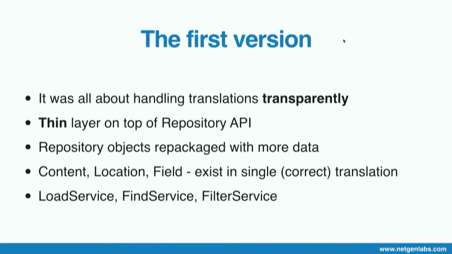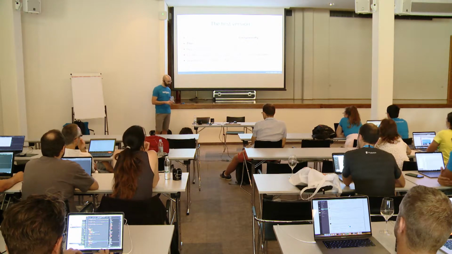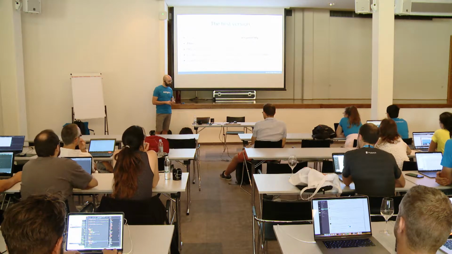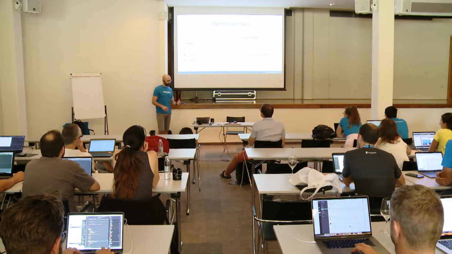This adds a thin, new layer of API on top of the repository API. It adds new objects, which are named the same and are very similar, but are still distinct new objects: content, location, and field. And they can exist only in a single translation. So it was all about handling translations transparently. And we will look briefly into the services and objects that were introduced in this first version.